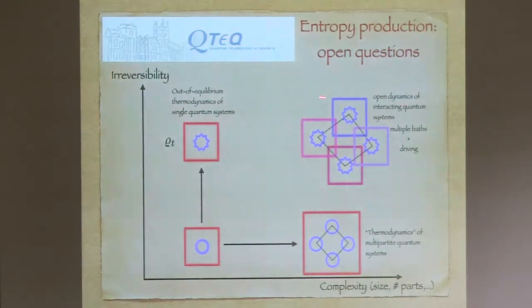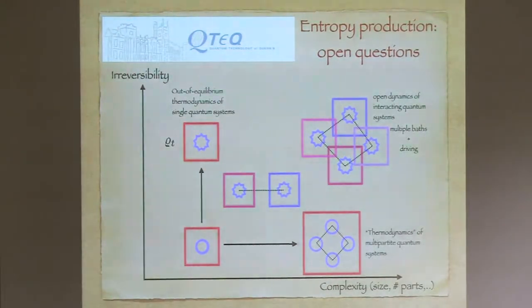The holy grail is somewhere here, where you want many bodies, so multiple parties interacting with each other and in contact with a reservoir, possibly correlated. We are nowhere close to being able to describe this situation. So what I'm going to do is the next, reasonable step.